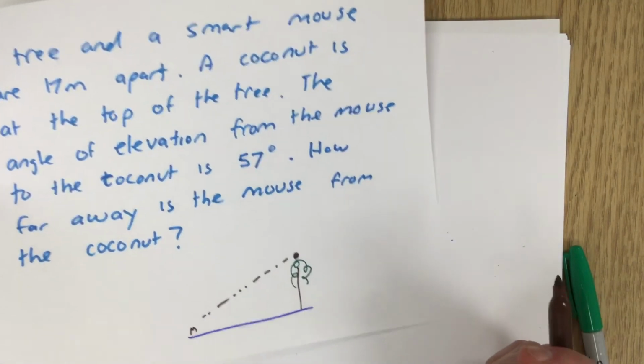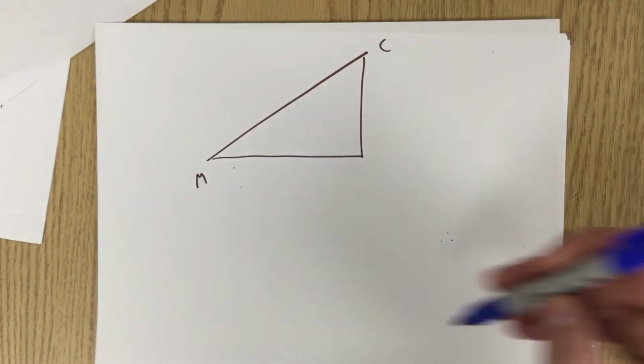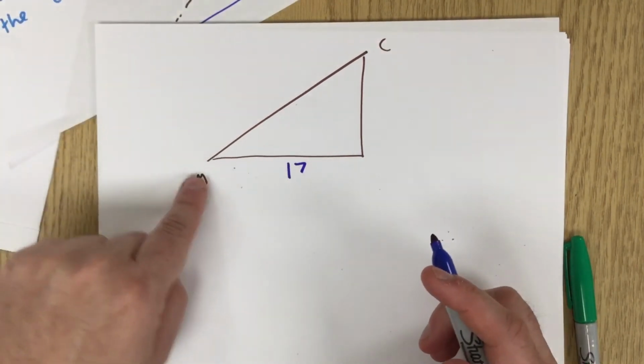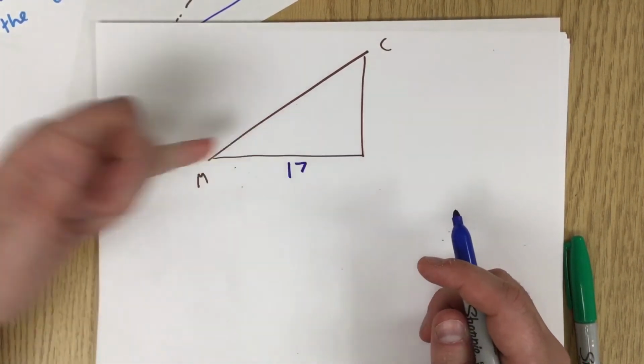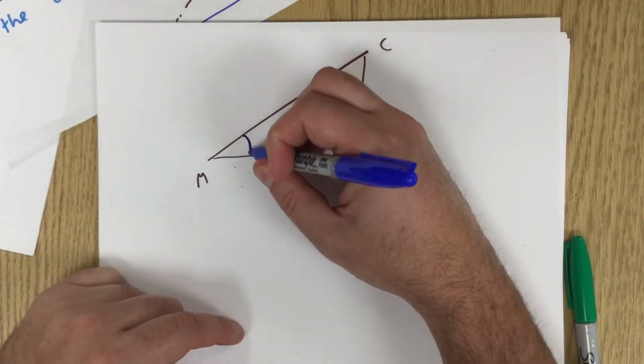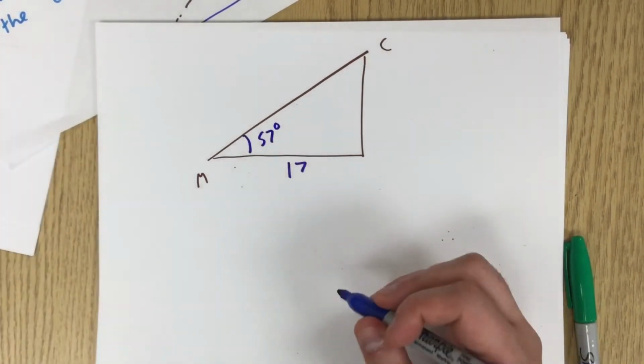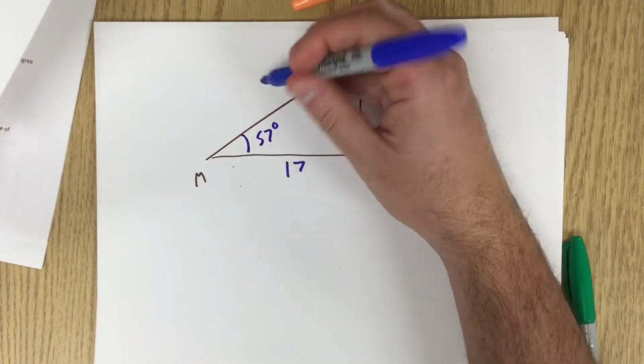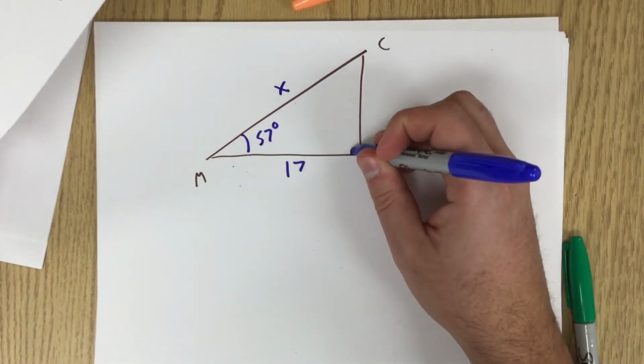A tree and a smart mouse are 17 meters apart. So this is 17. The angle of elevation from the mouse to the coconut is 57. So angle of elevation is between the horizontal and the line of sight. So this is 57. How far away is the mouse from the coconut? Mouse, coconut, that's our X.